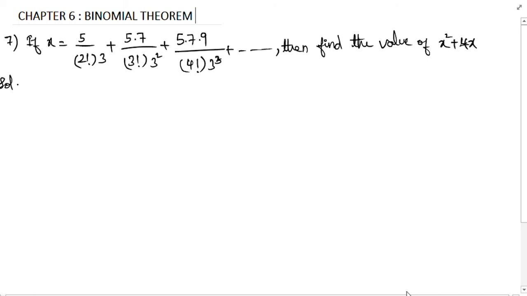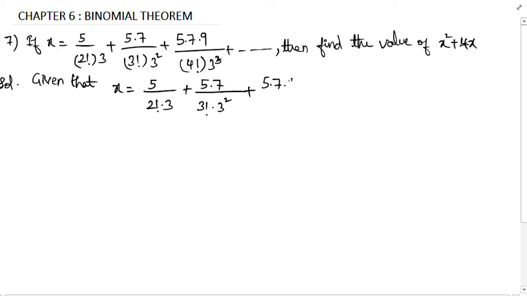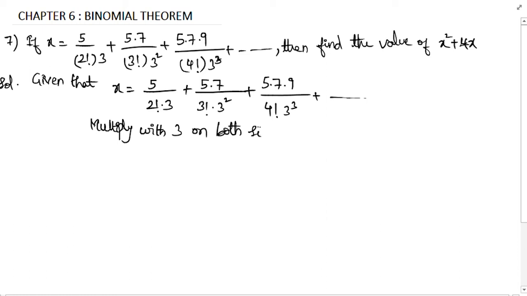So now we'll move to the seventh one. If x is equal to, there is a series given, then find the value of x square plus 4x. So now it's given that x is equal to 5 divided by 2 factorial into 3 plus 5 into 7 divided by 3 factorial into 3 square plus 5 into 7 into 9 divided by 4 factorial into 3 cube plus so on.